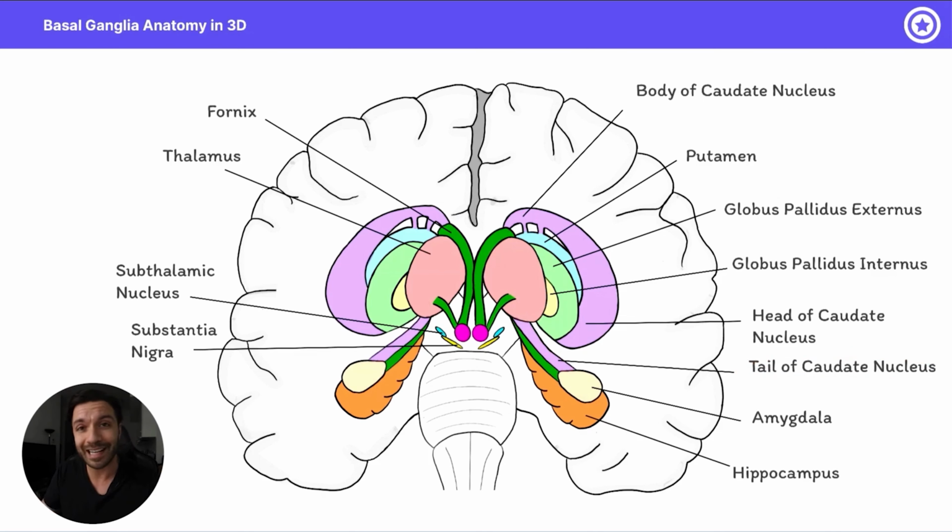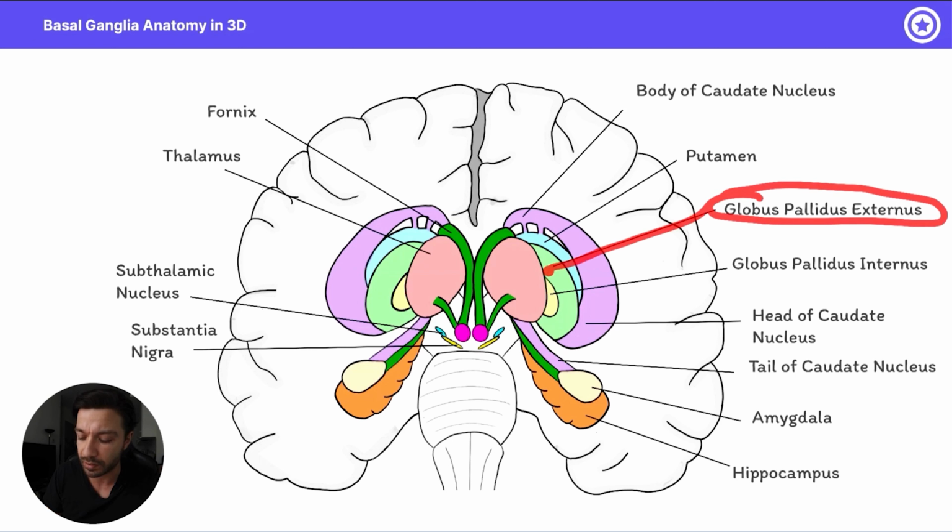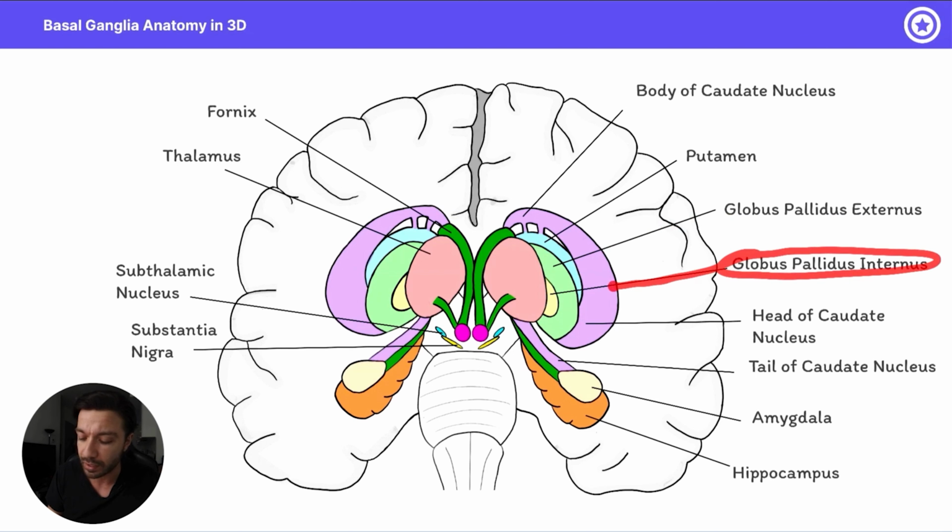Found attaching to the head of the caudate nucleus, we have this structure right here, that blue structure. This is going to be the putamen. And then found medial to the putamen, we have the globus pallidus externus, as you can see in here, that green structure. And then again, found medial to that, we have the globus pallidus internus, which is going to be found medial to the globus pallidus externus.